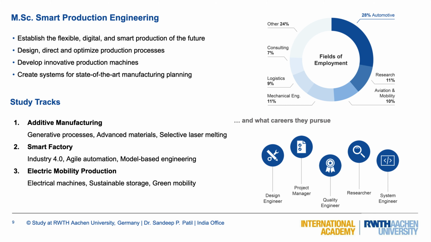You can see here where the maximum students are going. They are going into automobile, research, aviation and mobility, mechanical engineering, logistics. This is another interesting area where many students might be interested. Then consulting and others. Here, others is a dominant number because there are small fields like IT to quality management and other things, so therefore it's quite a high percentage.